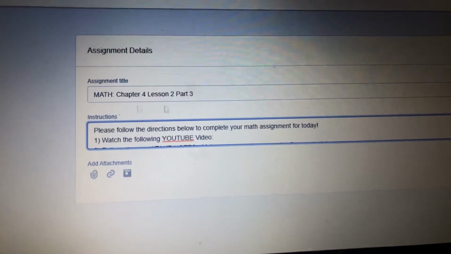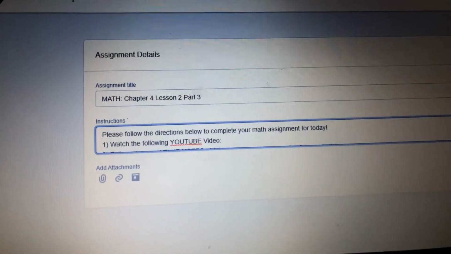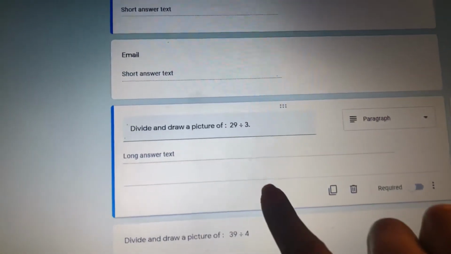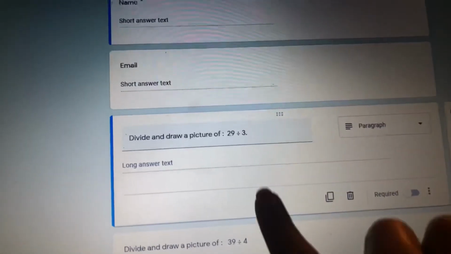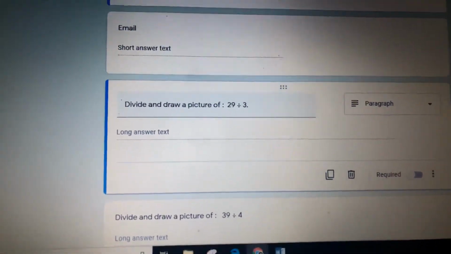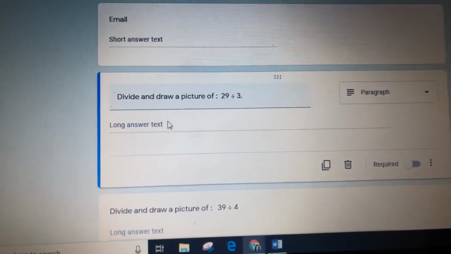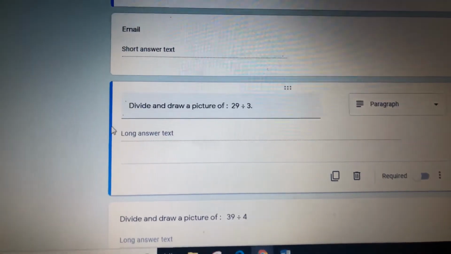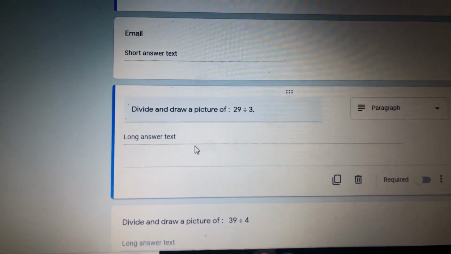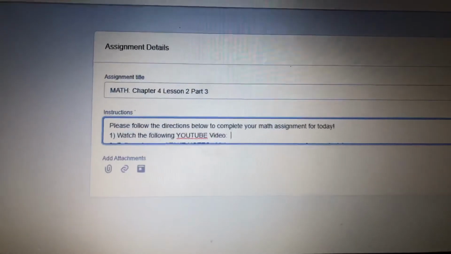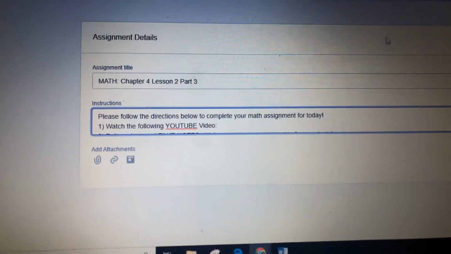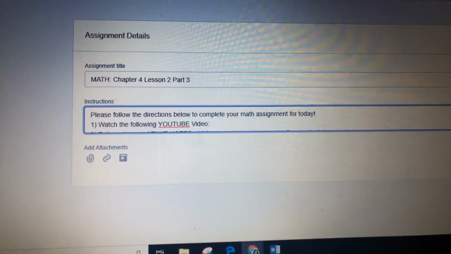As a response to this assignment, all you're doing is taking a picture of the work that you did for these 2 problems. There's only 2 problems. All you have to do is write it down on a separate sheet of paper. Show me your pictures. You're going to type in your answers here. So I see that you submitted something. Right here where it says long answer text, your answers will be here, but you need to submit your work on Edmodo. I want to see the picture of your work so I know you used the pictures to do it.